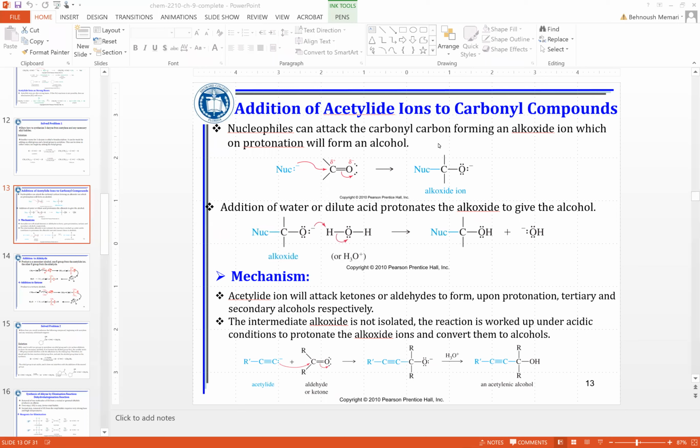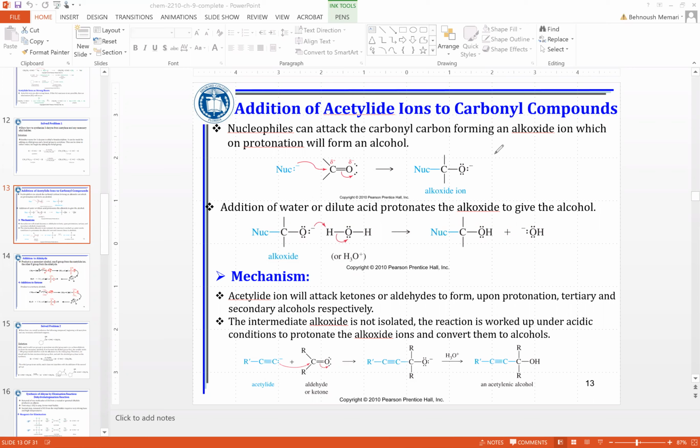The reactions of the alkyne, or reaction of the acetylide ion as a nucleophile. It can be added to alkyl halide. We looked at that already.